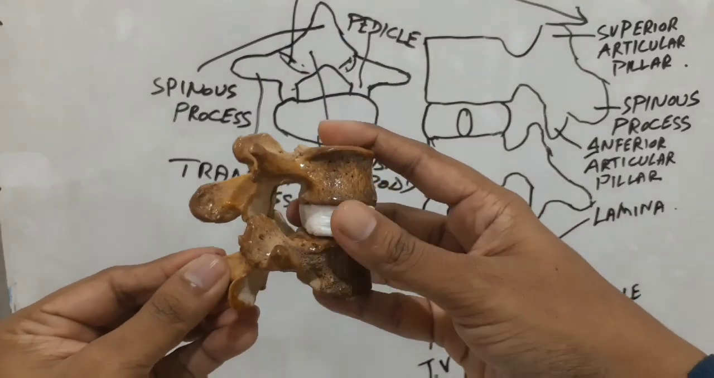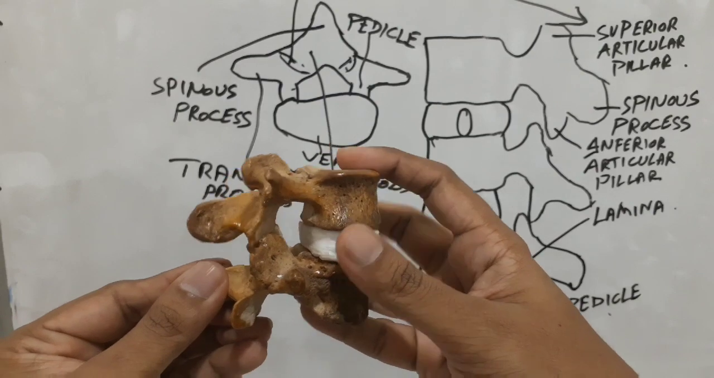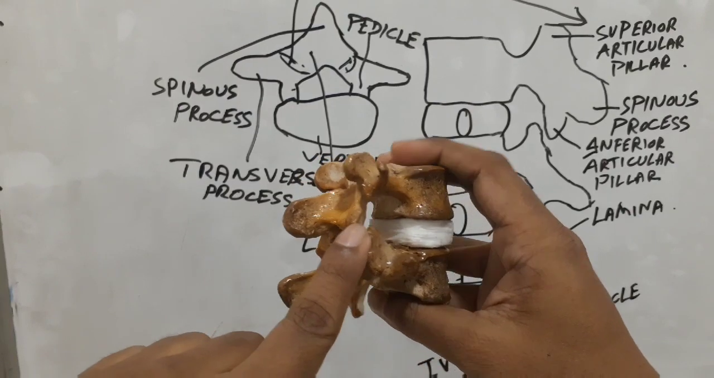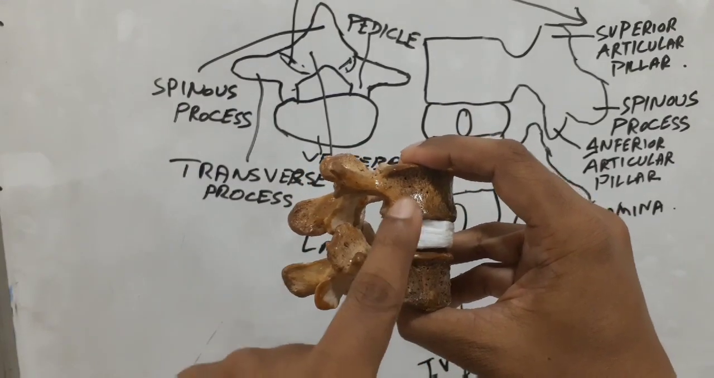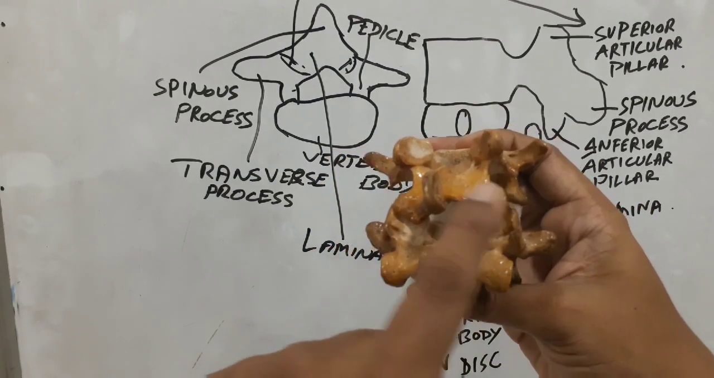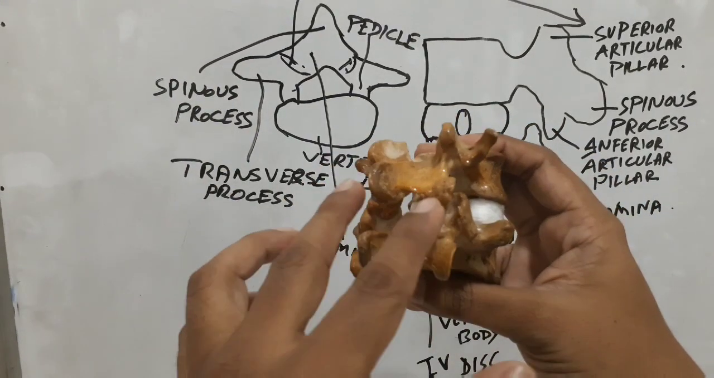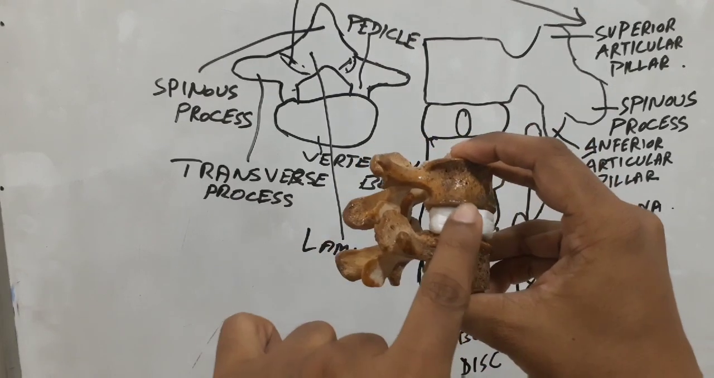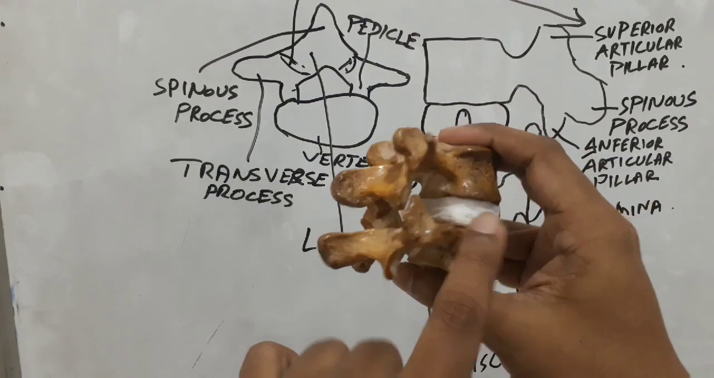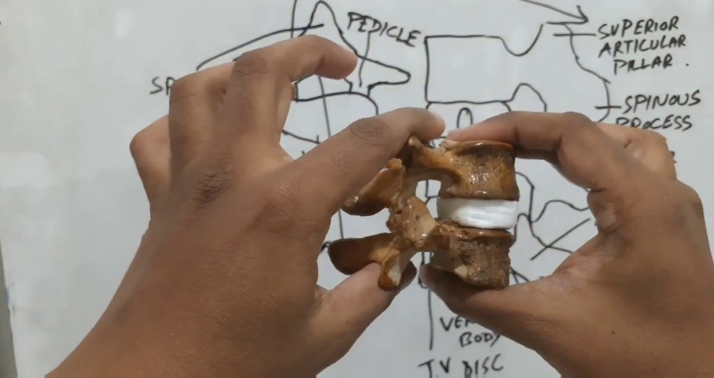So what do we have? We have two types of joints. One is the joint between the facets, and one is the joint between two vertebral bodies. We have two types of joints but three joints. Two facet joints and one interbody joint. This is called the interbody joint. Two facet joints and one interbody joint between each lumbar segment.